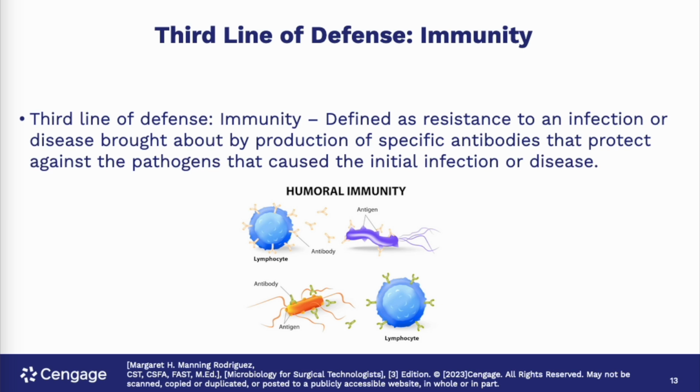So we had the first line of defense. We talked about the second line of defense. Now we get into immunity, which is the third line of defense. Now, this protects the body from infection through the production of specific antibodies against pathogens that caused previous infections.